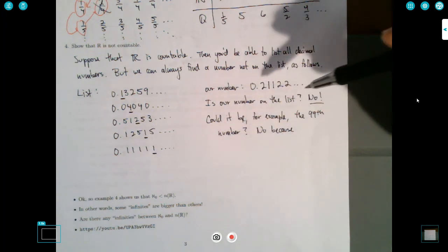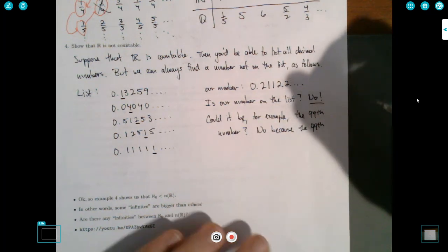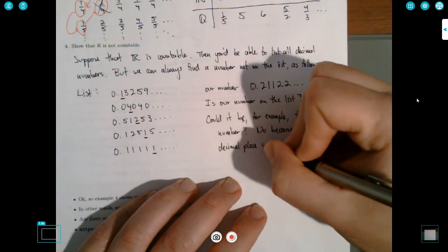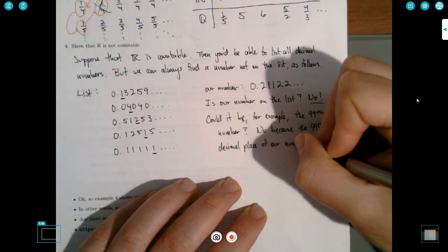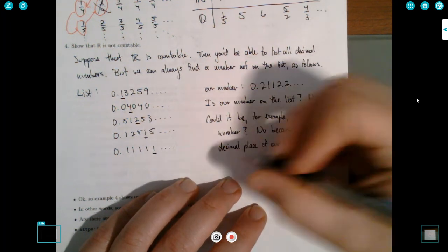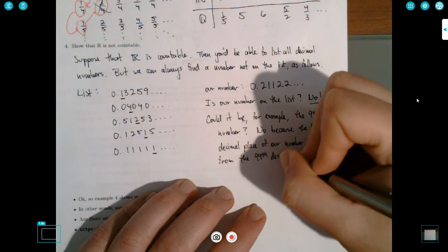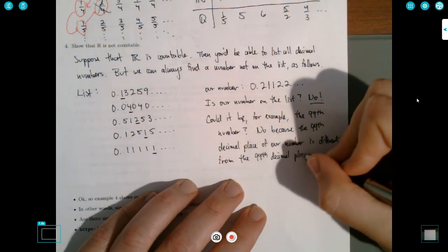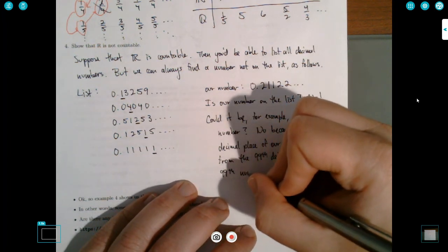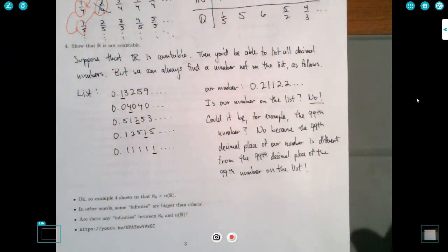So could it be the 99th number? No, because the 99th decimal place of our number is different from the 99th decimal place of the 99th number on the list. Okay?